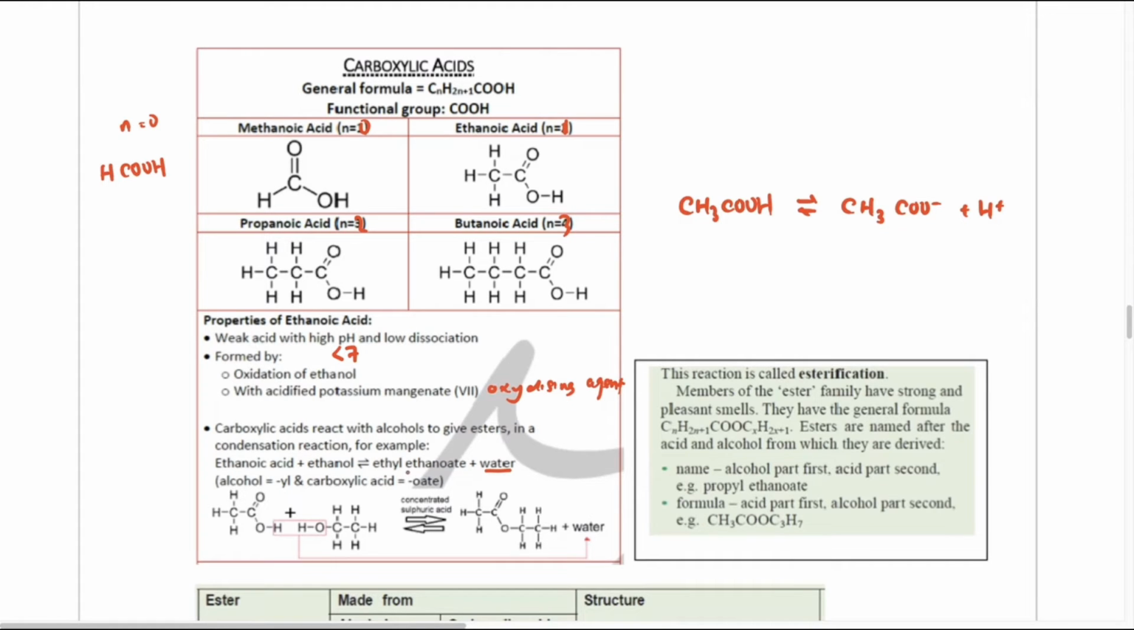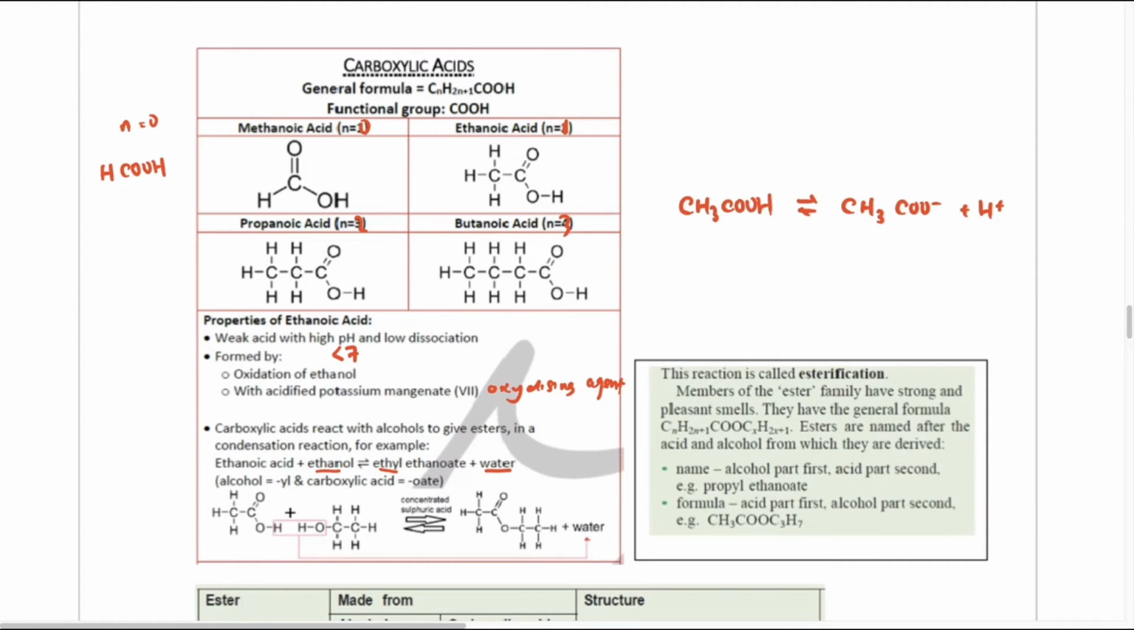So let's see. This is where they form ester. Carboxylic acid, which is ethanoic acid, reacts with ethanol. This is alcohol. So carboxylic acid reacts with alcohol to form ester. Ester is ethyl ethanoate. The ethyl here comes from alcohol. If the alcohol has 2 carbon, you will see the word eth, then you change it to ethyl. The ethanoate here comes from the carboxylic acid.